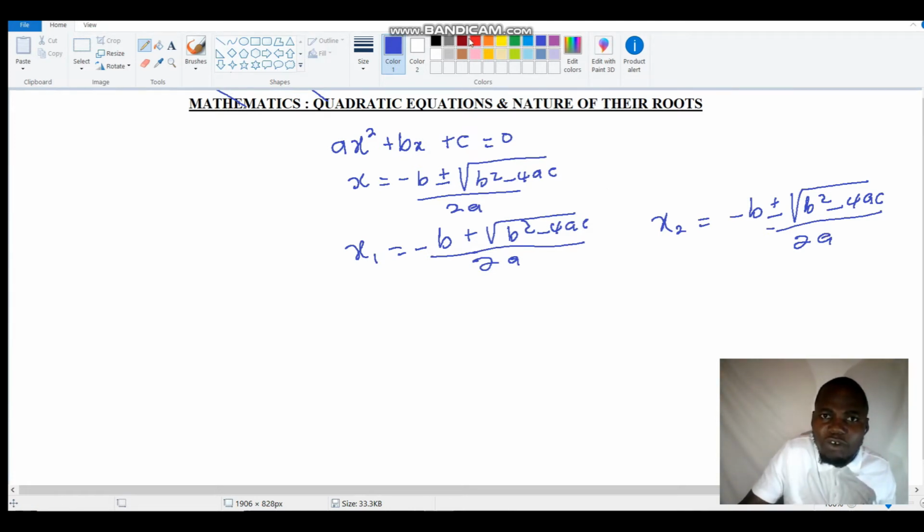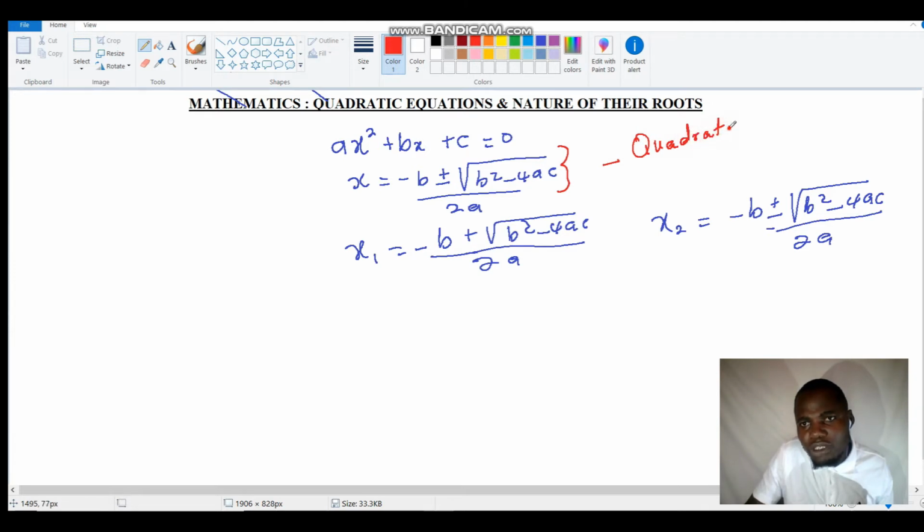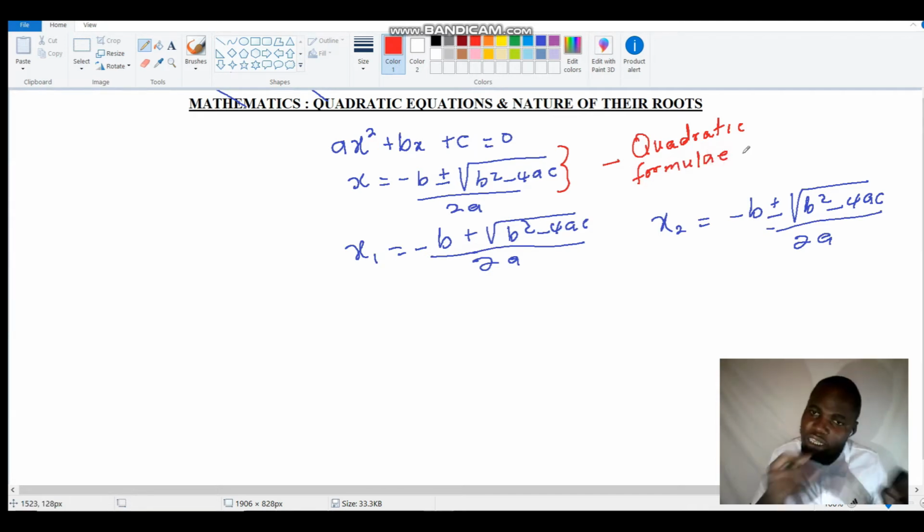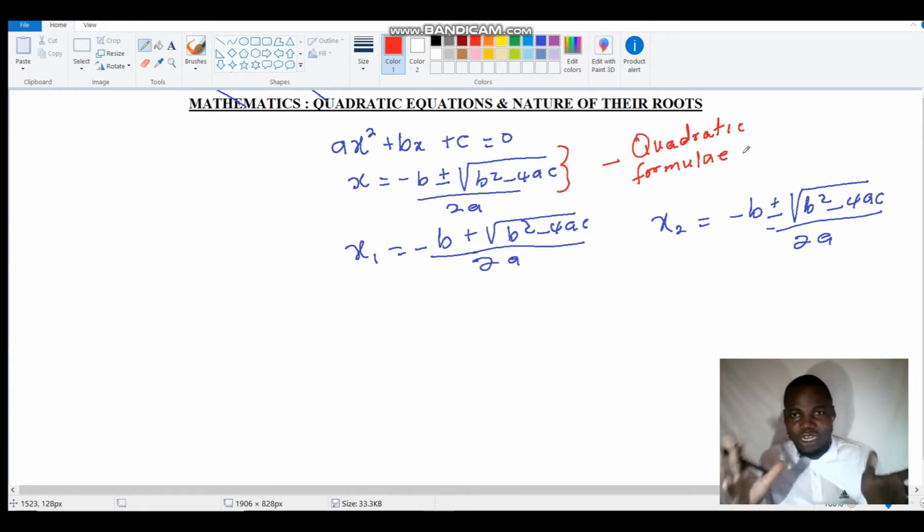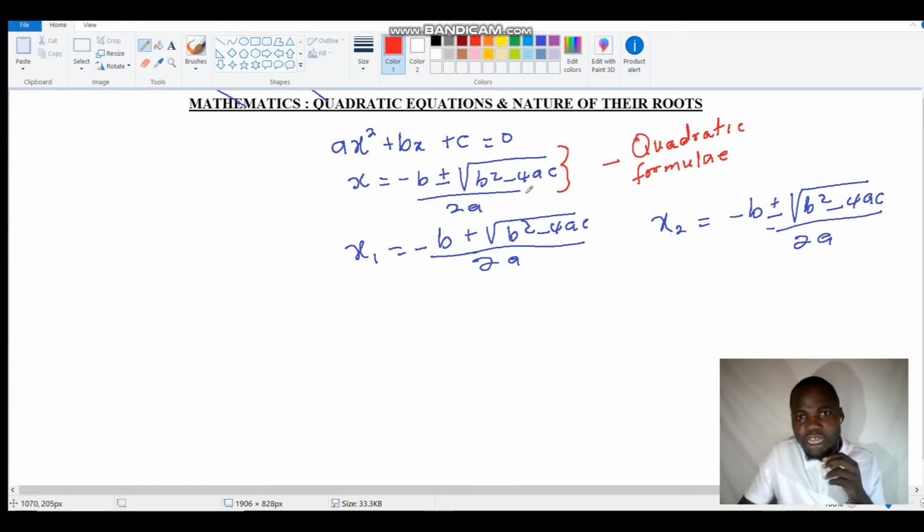So you see the formula here. This formula is called the quadratic formula. Most of you, I know, it's your favorite because you just use it to solve for equations. So that is the quadratic formula. Given any quadratic equation, you can use that formula to solve or to find your roots.